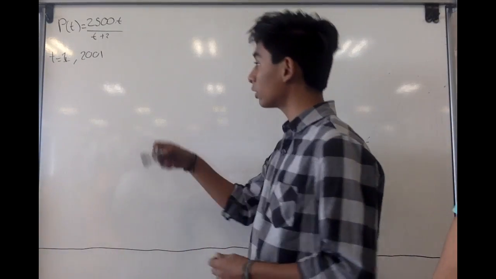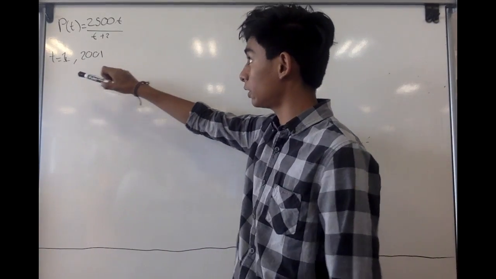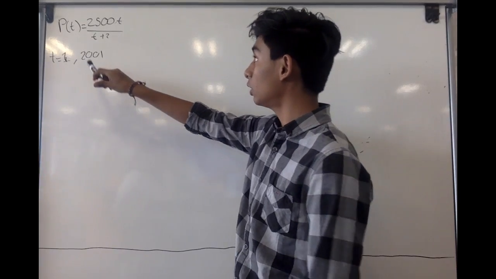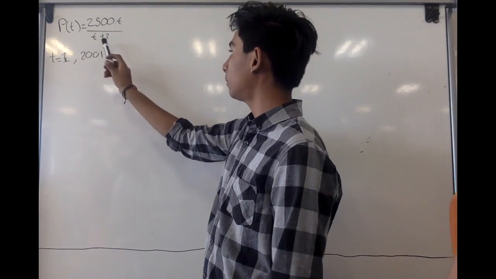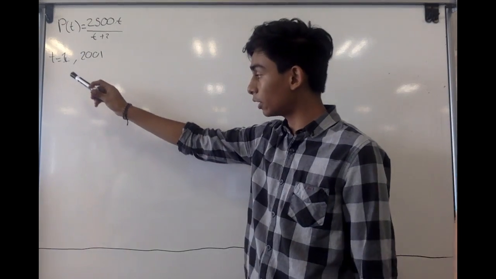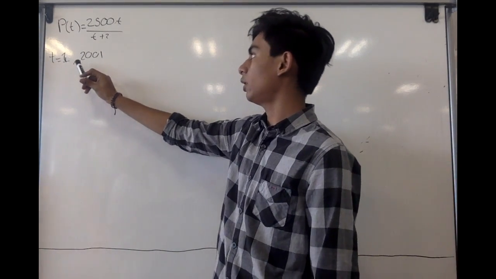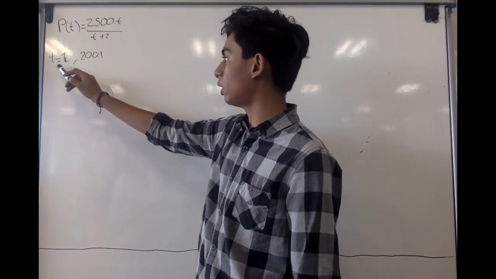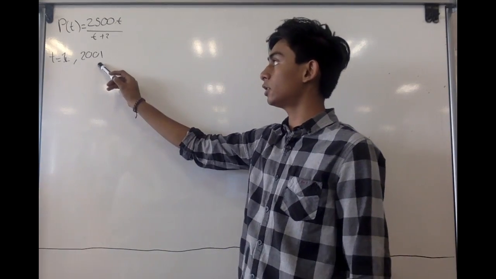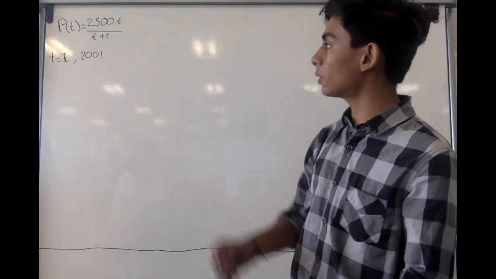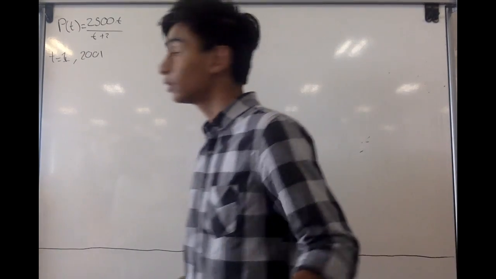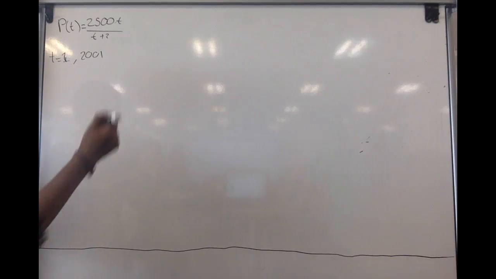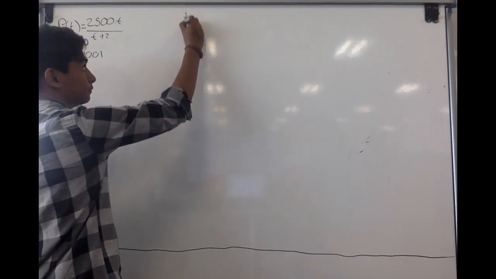In this problem, we're going to represent the increase of a population of rabbits in a community, where P of t equals 2500 t divided by t plus 2, where t is the time, and when t equals 1, it is the year 2001. This is a rational function, and we're going to obtain the asymptotes and the graph of the function.